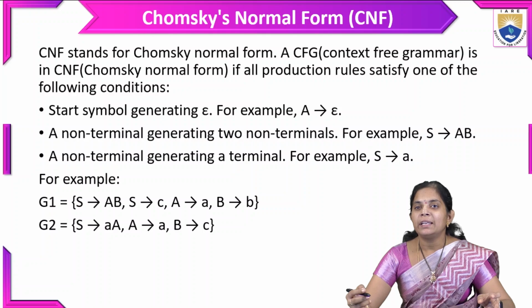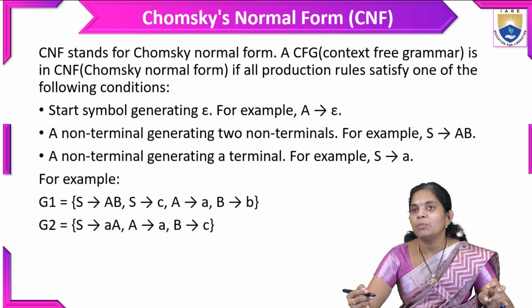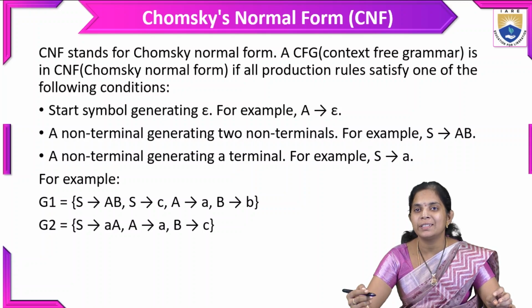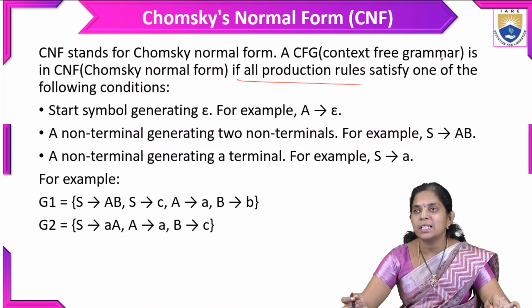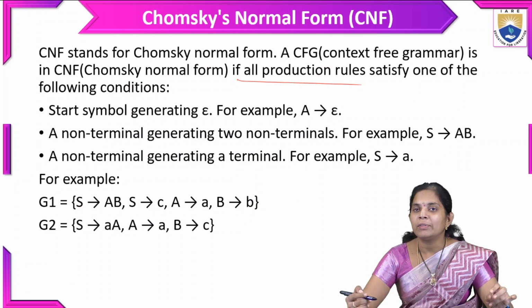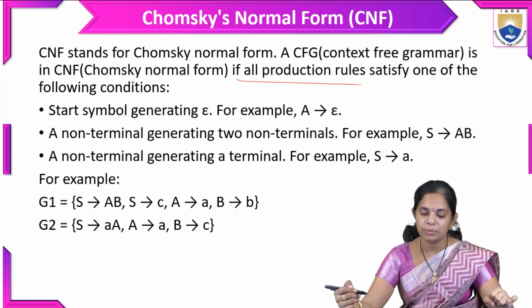So coming to the CNF, Chomsky normal form. What is this representation? Chomsky normal form is CNF, and a context-free grammar is in CNF if all of its production rules satisfy one of the following conditions. So to maintain the grammar in CNF, we have some conditions. What are those? We will see.